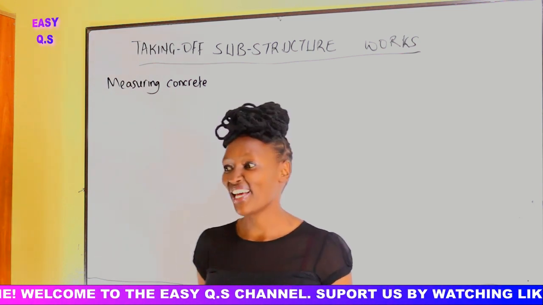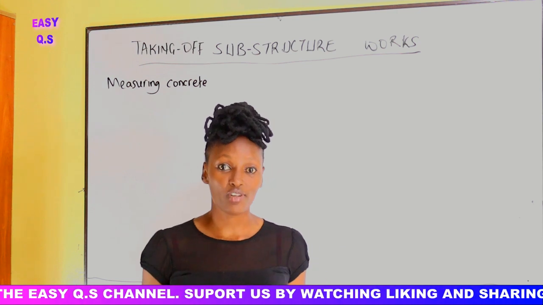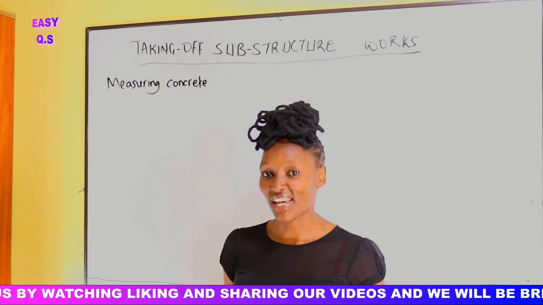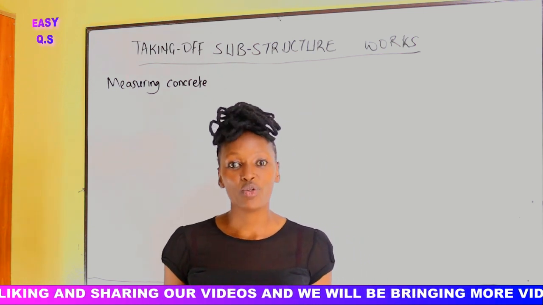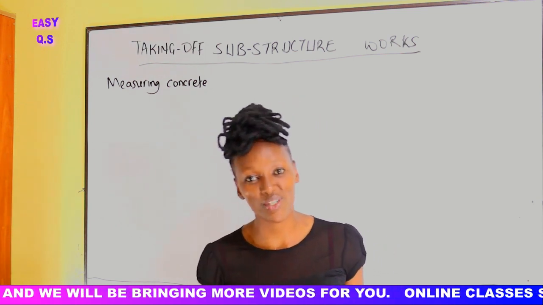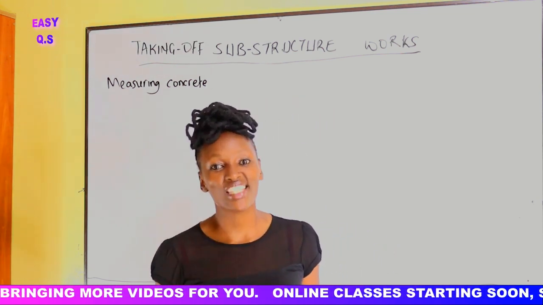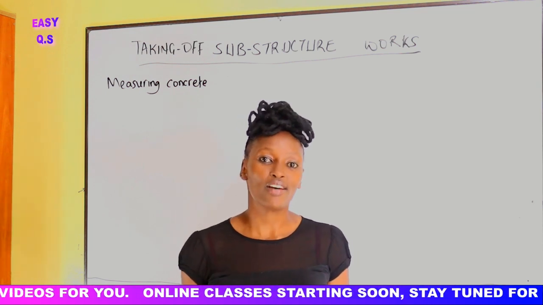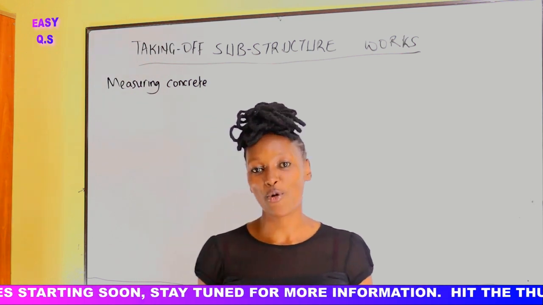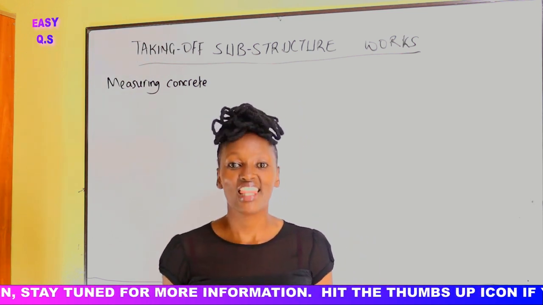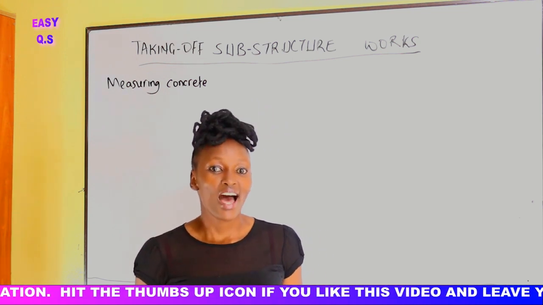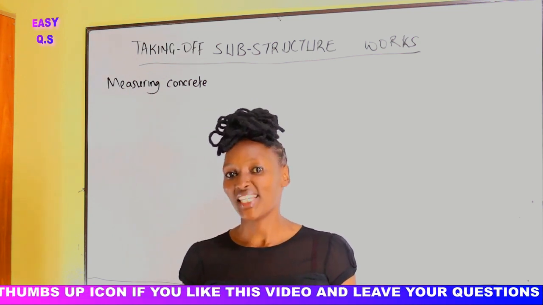We are looking at taking off substructure works, and we began in the last lesson where we explained how we measure site clearance. We remove the vegetable soil, we reduce the levels, then we come to the excavation of the trenches. Then after excavation of the trenches, we compact the soil in the trenches, then support the sides of the trenches so that they do not collapse. I hope you remember what we did.